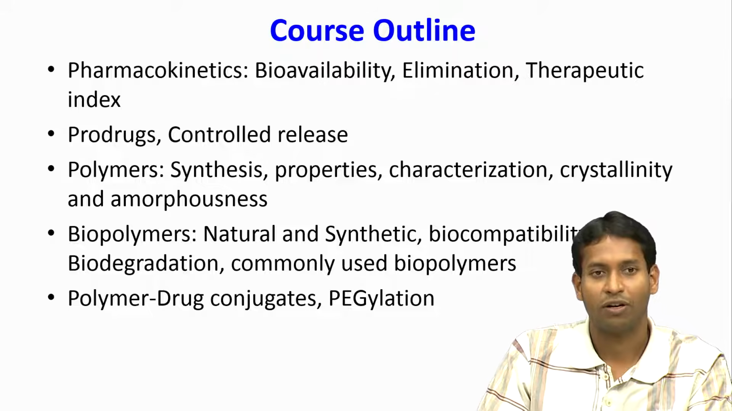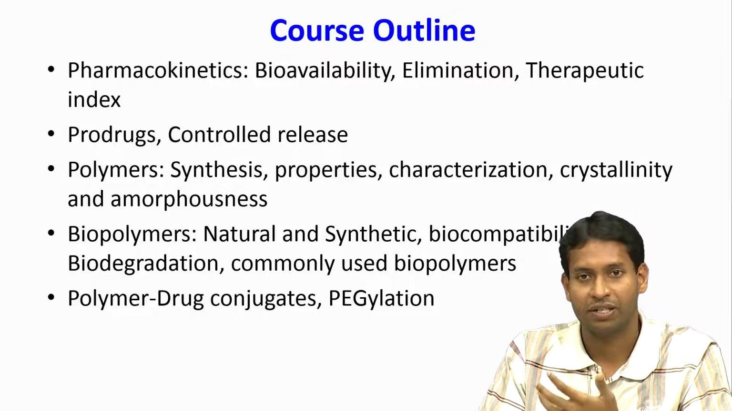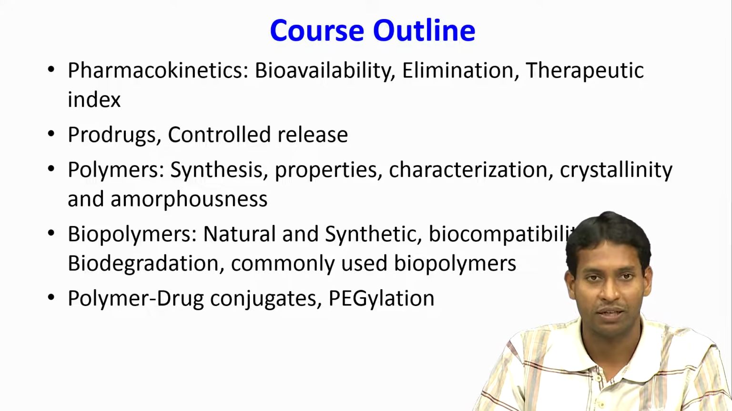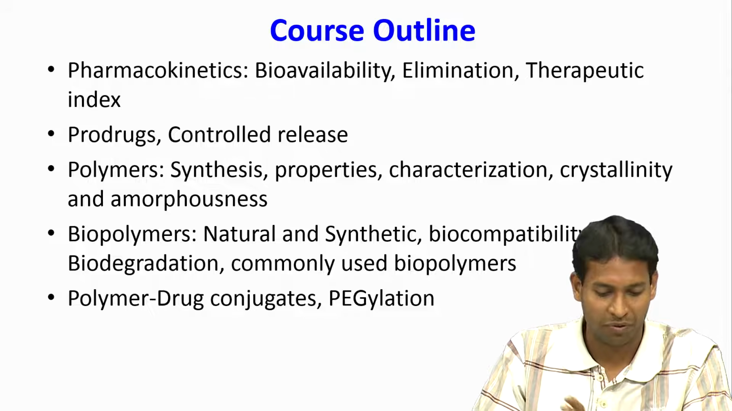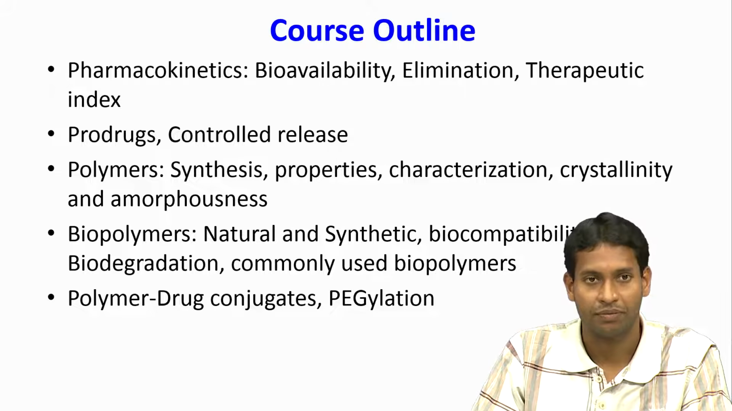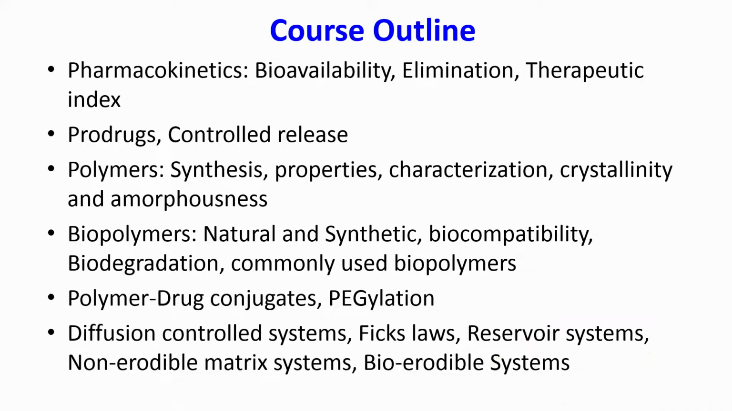As we move forward, we will talk about polymer drug conjugates, another engineering strategy to enhance drug efficacy. Some of the major examples there include pegylation. And then we will talk about diffusion control systems. This will include some basic knowledge of Fick's law, reservoir type systems, and non-reversible type systems. Again, these are some of the engineering systems that we will use to enhance our drug delivery, and we will describe them as we go along.